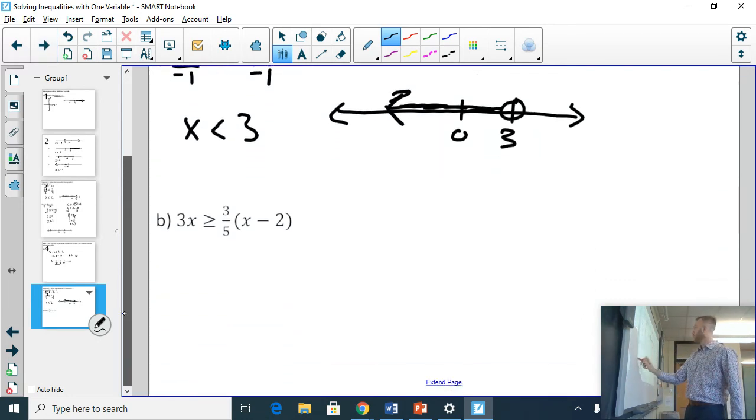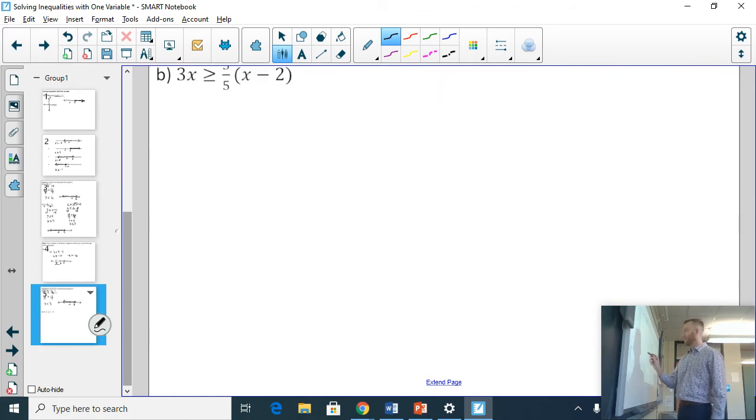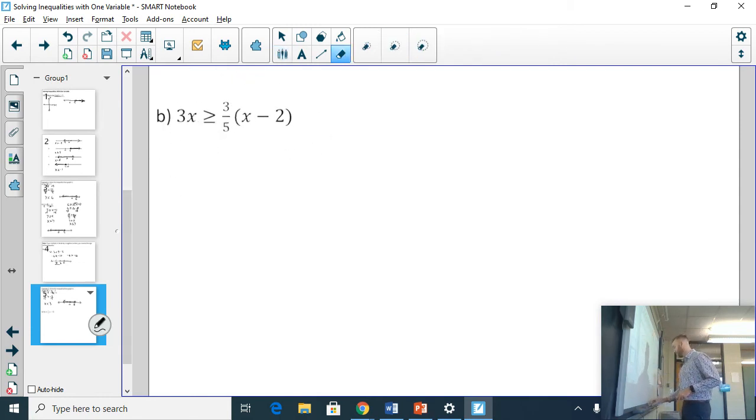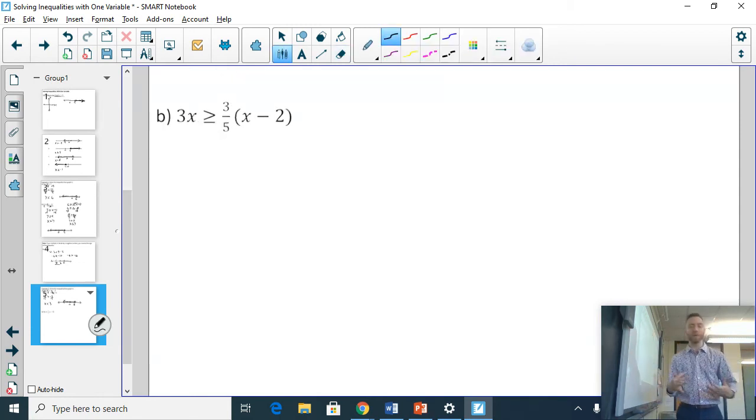And then one last example here to get some work with fractions. So we have 3x is greater than or equal to 3/5 times x minus 2 in parentheses. Now, I don't like that fraction there, right? So before, I said maybe you could distribute this into these two, but with that fraction, it's going to be a little gross. So I want to get rid of it.